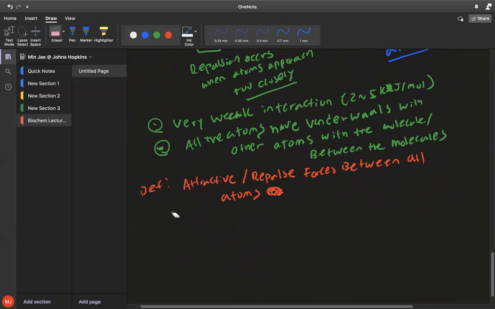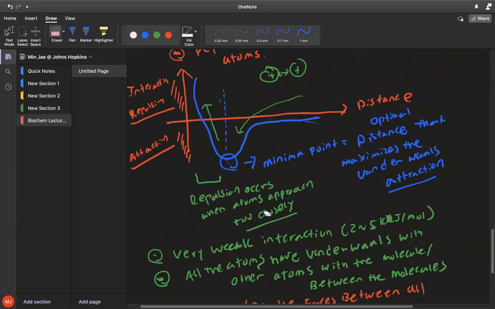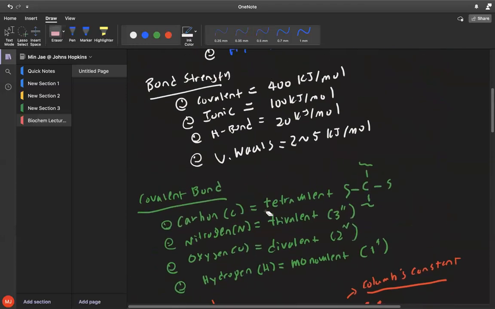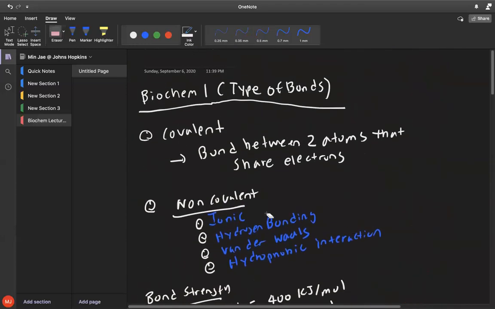Alrighty, so that does it for today. I just gave a little overview about the types of bonds. So I'll give a little recap. I mentioned the general properties and definition of a covalent bond, and the three types of non-covalent bond: the ionic bond, hydrogen bonding, and van der Waals. In our next segment, I'll mention the hydrophobic interaction and how that relates to the thermodynamics that we observe in biomolecules.